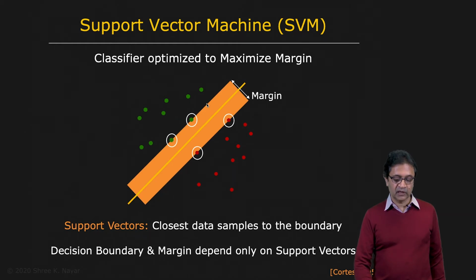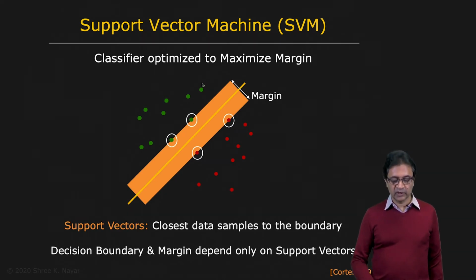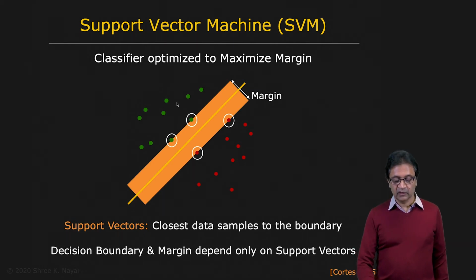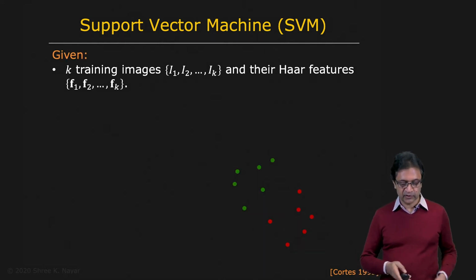What's interesting about the support vectors is that once you've computed the support vectors, you know which points actually lie on the boundary of the safe zone. You can essentially ignore all the other features. That's all you need to represent your decision boundary. And you don't need these other points on either side. So now let's take a look at how we compute the support vector machine.